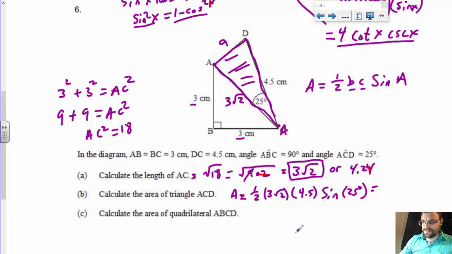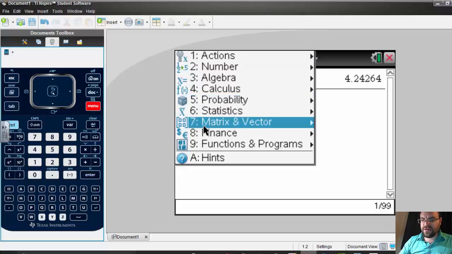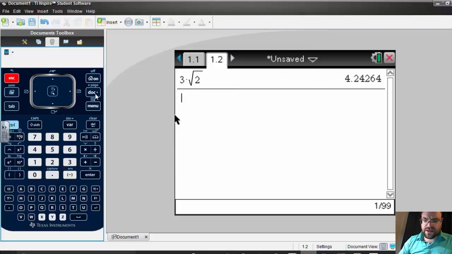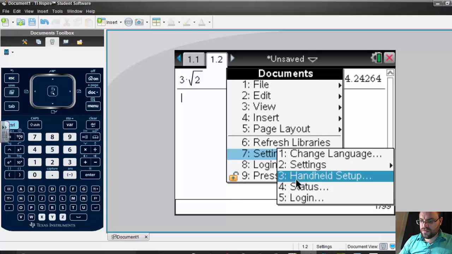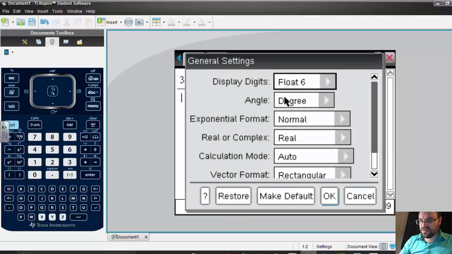First thing I want to do is make sure, however, that the calculator is in the right mode and not in radian mode. I want it to be in degrees. So the first thing I'll do is I'll go to Dock, I'll go to Settings and Status, and I'll go to Settings, General Settings, and make sure this is in degree mode. So I say, okay, yeah, it's good to go.